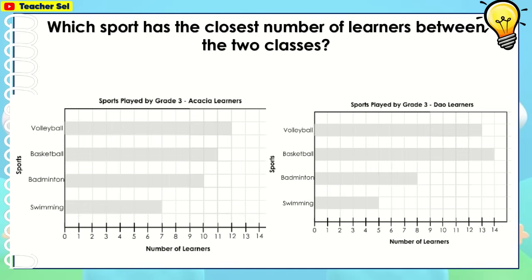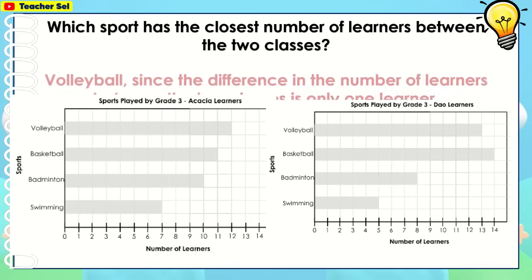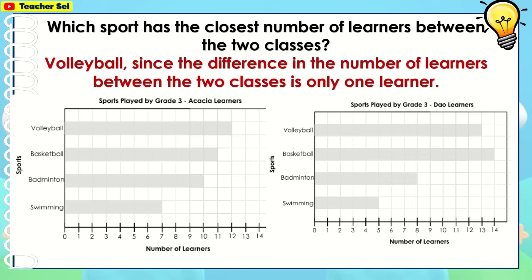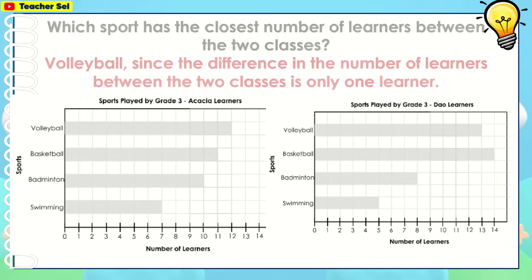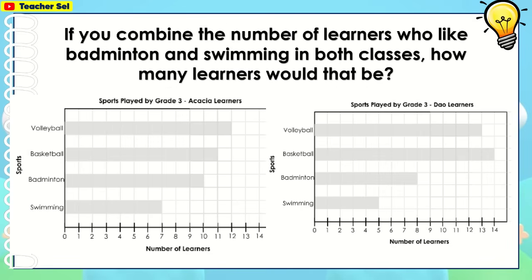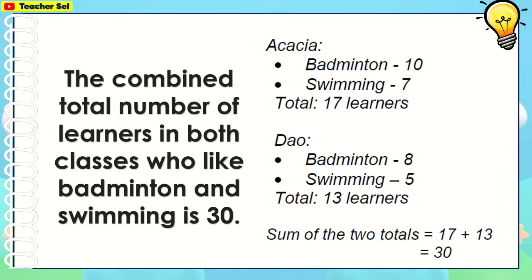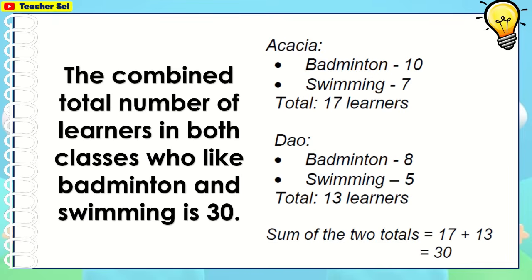Which sport has the closest number of learners between the 2 classes? Volleyball, since the difference in the number of learners between the 2 classes is only 1 learner. If you combine the number of learners who like badminton and swimming in both classes, how many learners would that be? The combined total number of learners in both classes who like badminton and swimming is 30.